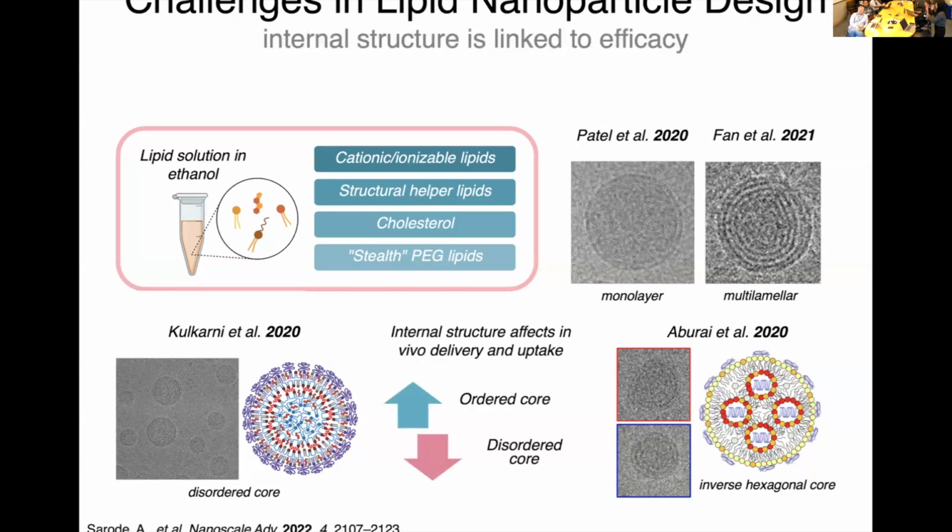And previous studies have suggested or concluded that internal structure affects in vivo delivery and uptake, where if you have a more ordered core structure, that leads to better activity. So it becomes essential for us to really start characterizing the internal structure of these lipid nanoparticles and start linking them to efficacy and their formulation in order for us to better design vaccines.